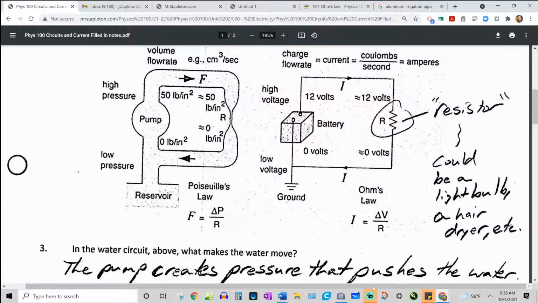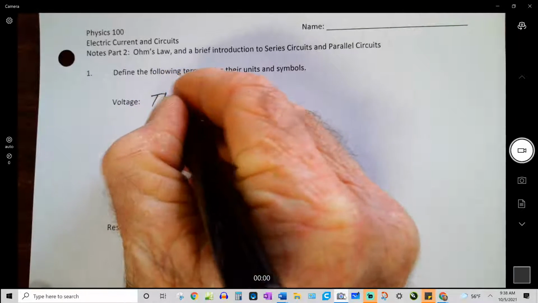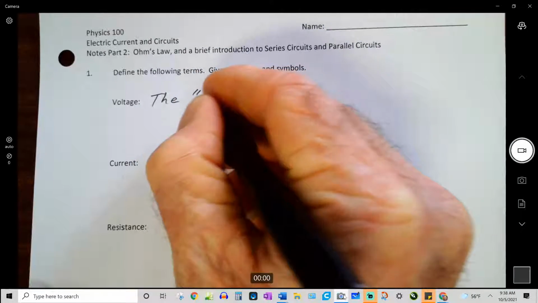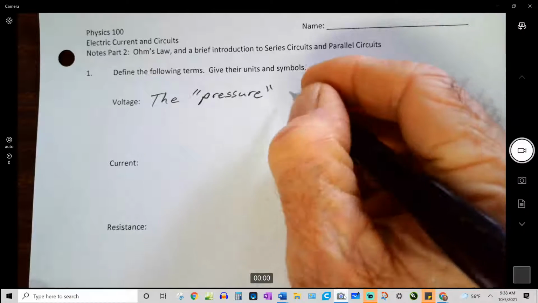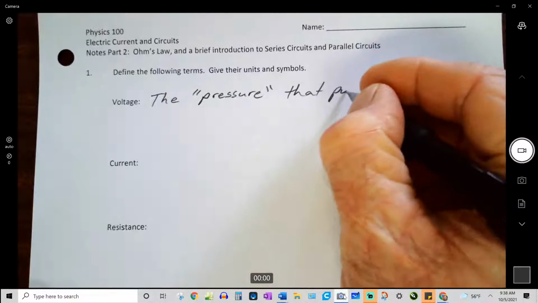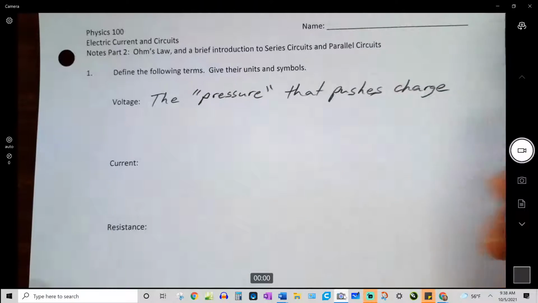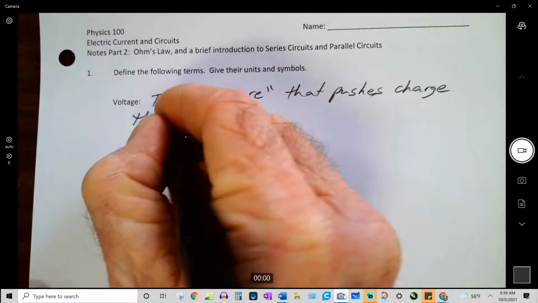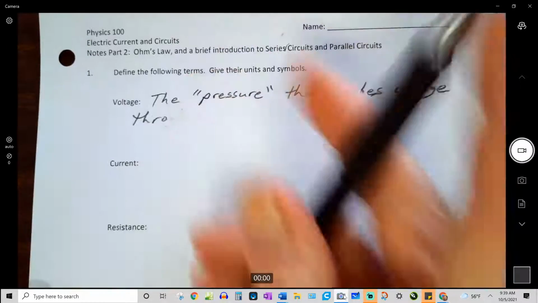All right, so I just want to put some formal definitions down. So voltage, I'm going to call this the pressure that pushes charge through a circuit. I'm going to put it in quotation marks because it's not really pressure, but I think it's good to think of it as pressure. Missing a U in my through.